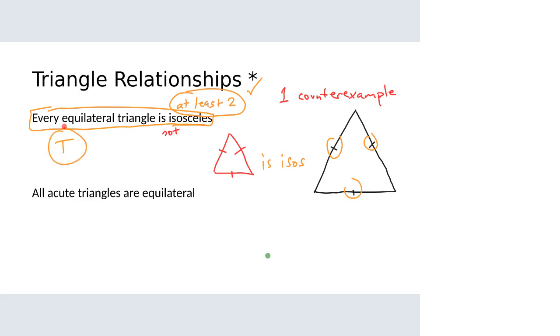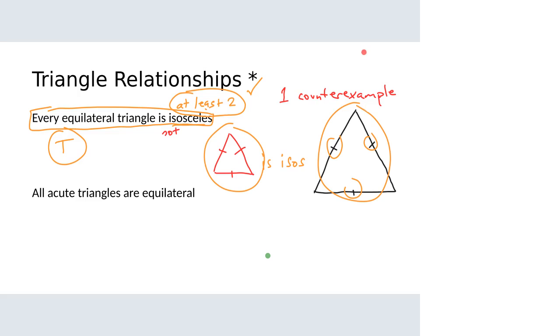And the key there is the at least 2 in the isosceles. It's not exactly, it's at least. And so if it has 2 sides the same, it's isosceles. If it has 3 sides the same, it's isosceles. So these equilateral triangles that I drew, they're also isosceles. And every equilateral triangle is also going to be isosceles.